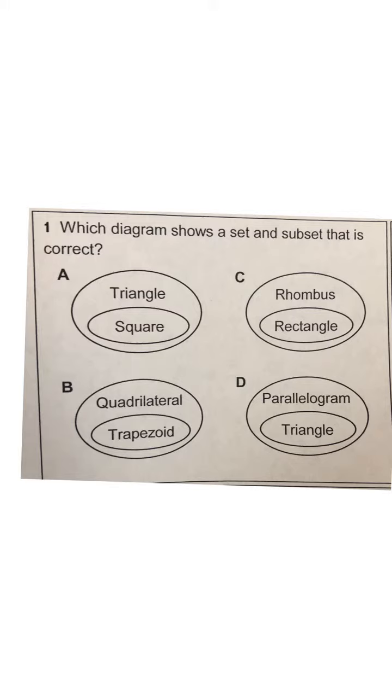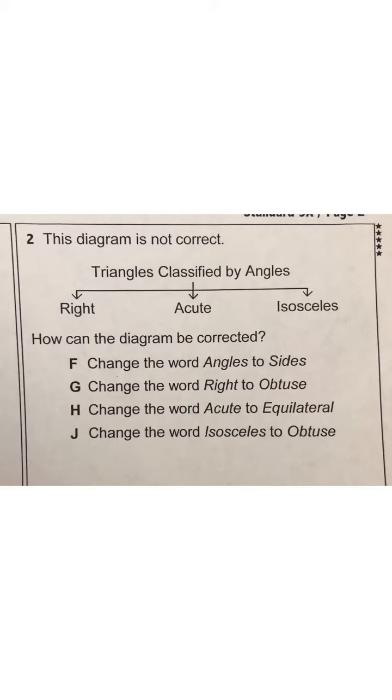Which diagram shows a set and subset that is correct? This diagram is not correct. Triangles classified by angles: right, acute, isosceles. How can the diagram be corrected? F, change the word angles to sides.